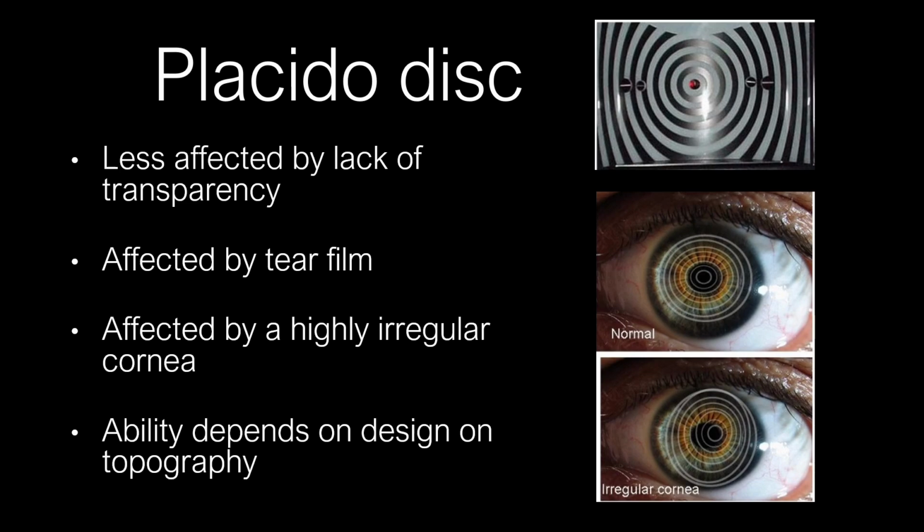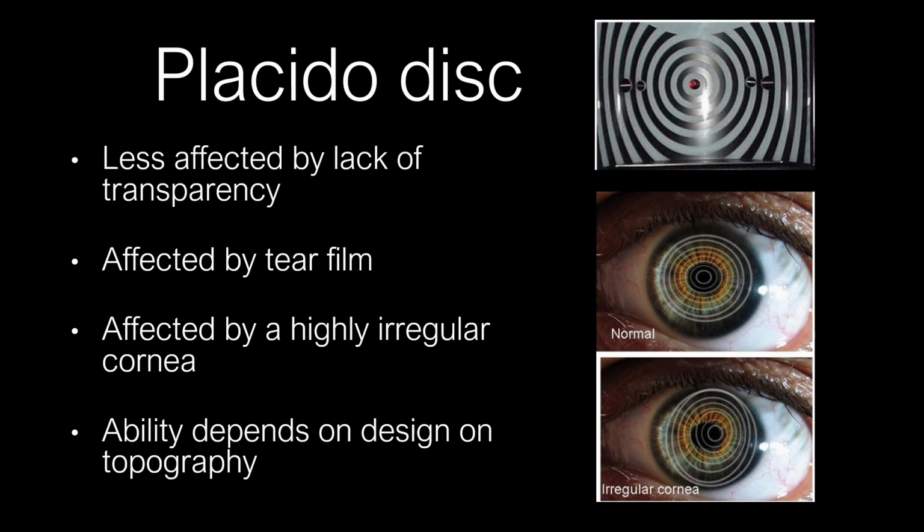It is less affected by transparency because it's just reflections, but it is affected by the tear film. And obviously, a highly irregular cornea will be more visible and more impactful on placido disc. So any untreated dry eye can affect these readings. Just keep that in mind. Sometimes taking multiple readings before moving forward is really necessary, and know the limitations of your tools.